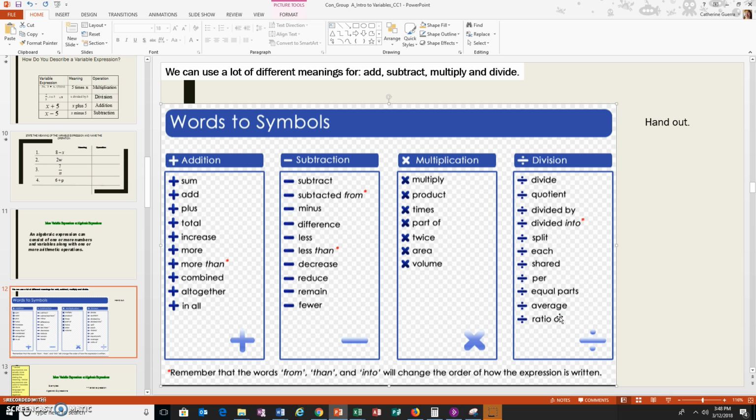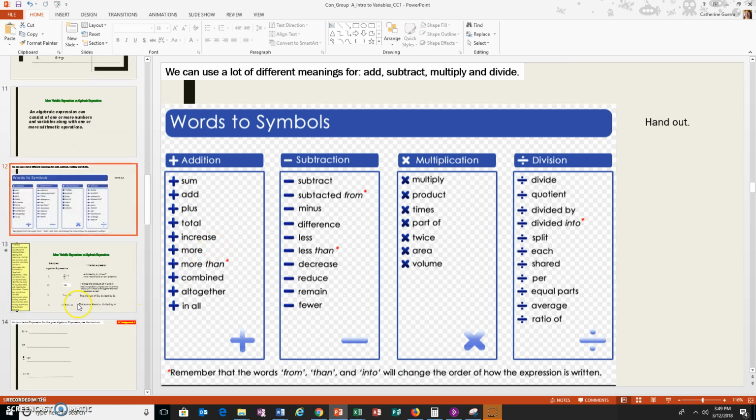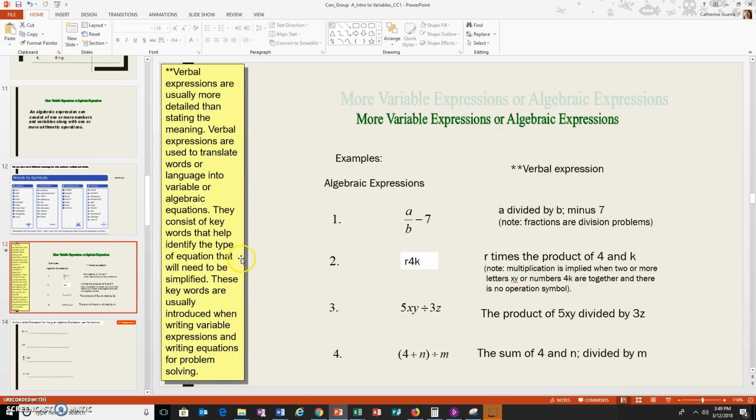I will be sending this to you with this video, so you will also have that handout. The words from, then, and into all change the order of how an expression is written, and we'll look at that a little bit later. But these are what I want you to have and use, because you're going to interpret the algebraic expressions. We were calling them variable expressions, but they are algebraic expressions, and you're going to interpret them into what we call a verbal expression.